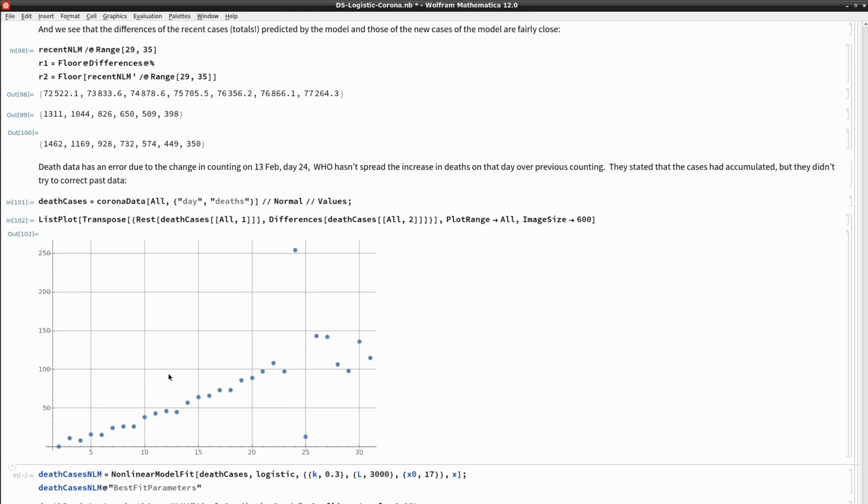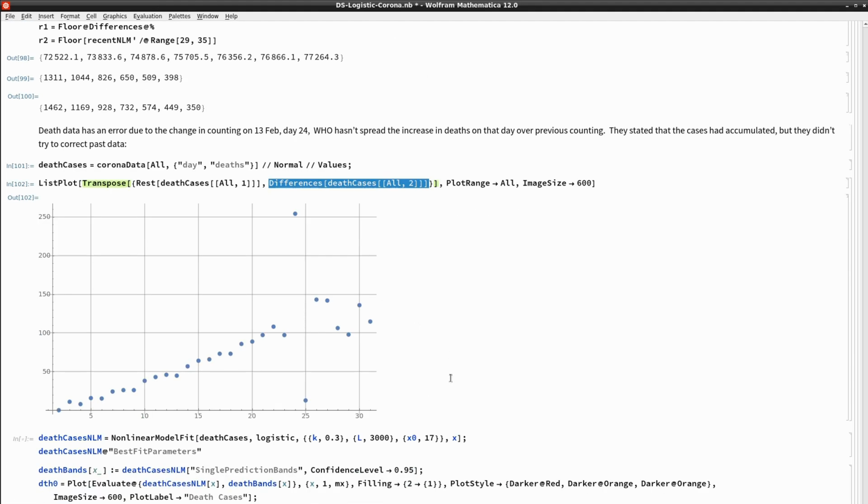And we see that here in this plot of the differences, that was on day 24 here. That's the 13th of February. And we see that this large jump here is just pretty bad for our data modeling. But I'll show later that it really doesn't change the fact that we have a very robust model with this.